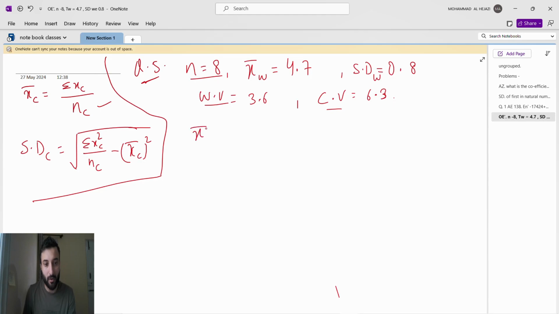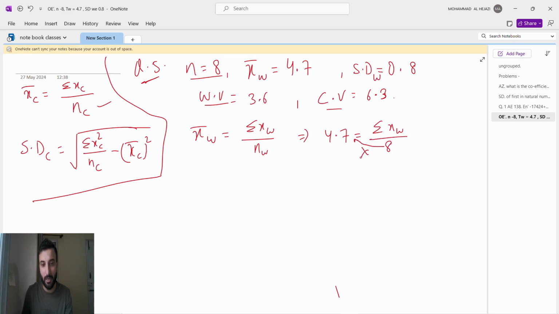So see, we will take the wrong mean. Wrong mean is what? Yes, we will get the wrong sum of all the observation and wrong n. So this is 4.7 equals wrong sum of all the observation divided by n, which is 8. So it will go there, it will get multiplied. So sum of all the observation wrong is 4.7 into 8, 37.6.